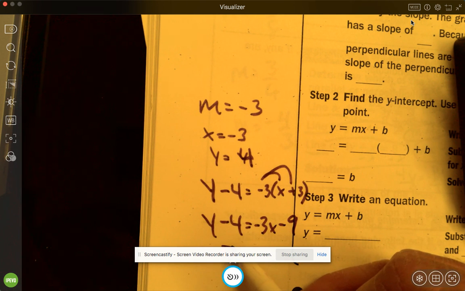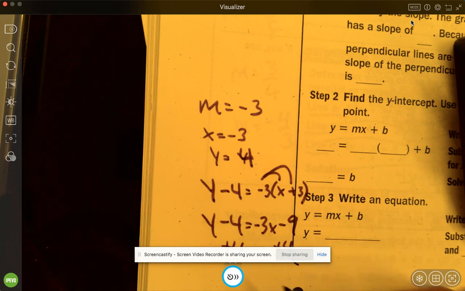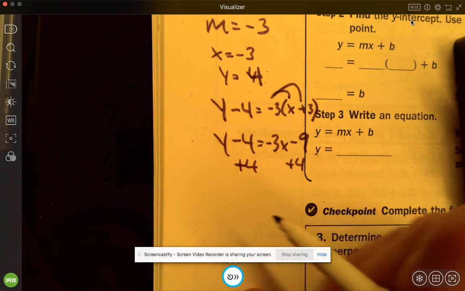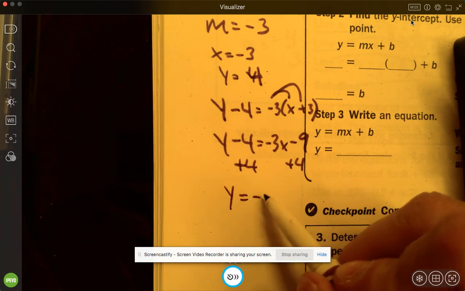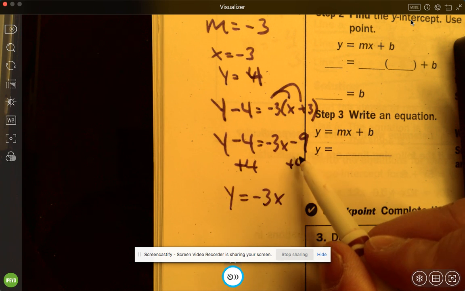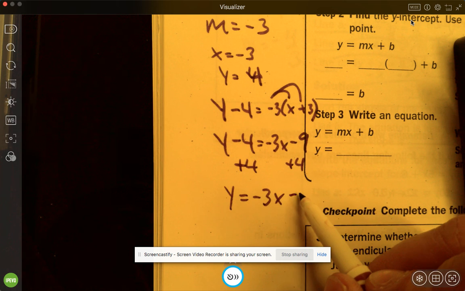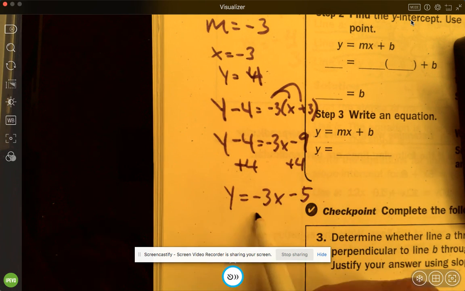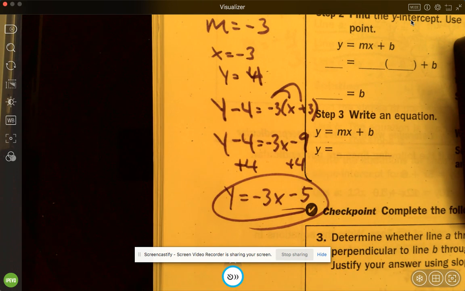And I add 4. So sorry about that. My equation that's perpendicular would be y equals -3x, and then it's going to be not minus 9, but plus 4 to that, minus 5. So that's my equation that's perpendicular.